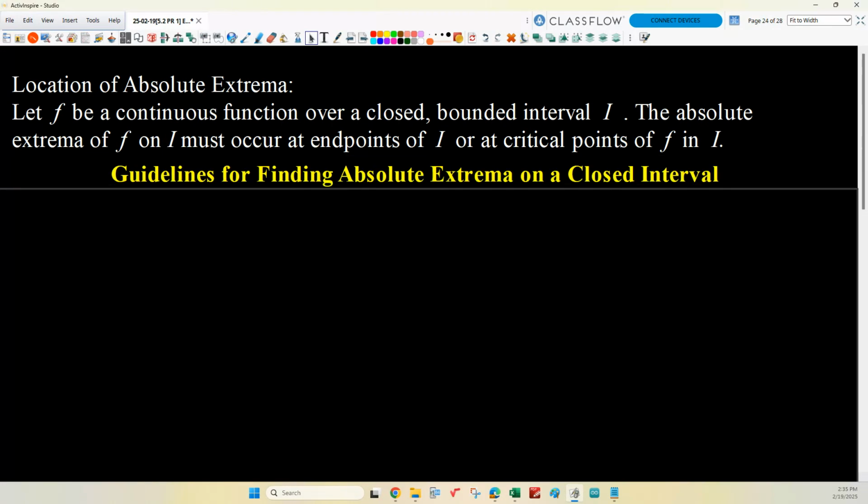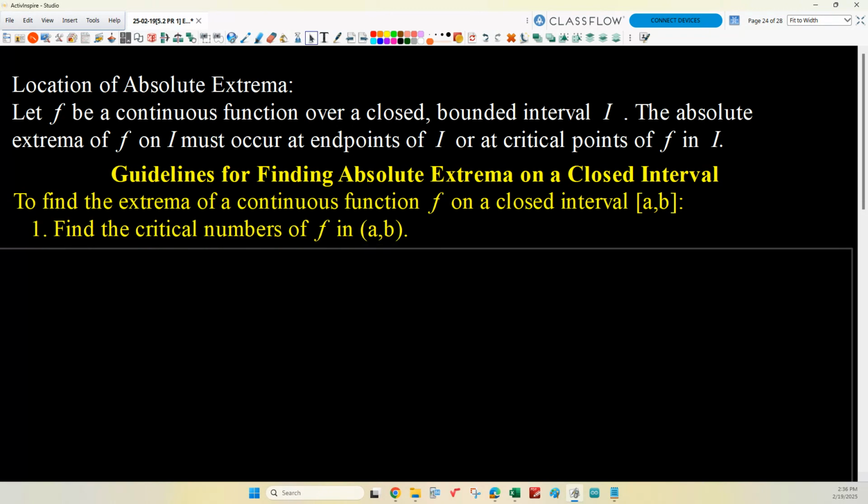Okay? So now let's come up with a strategy. Now we're going to actually get into doing some problems here. Let's come up with a strategy for finding absolute extrema on a closed interval. Okay, well, what could we do? But we don't have a graph available to us this time. All we have is a function. So we want to find all the critical numbers, all the places where the derivative is 0 or where the derivative is undefined. There you go. So the first thing is find all the critical numbers.